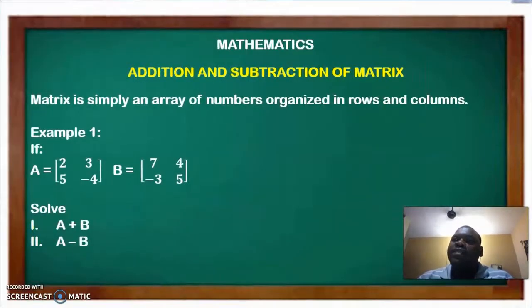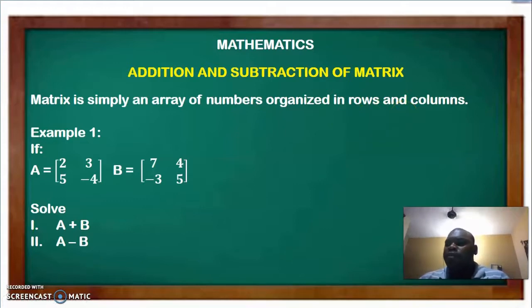Today we are going to look at addition and subtraction of matrix, a topic for senior secondary school students. Matrix is simply an array of numbers organized in rows and columns.